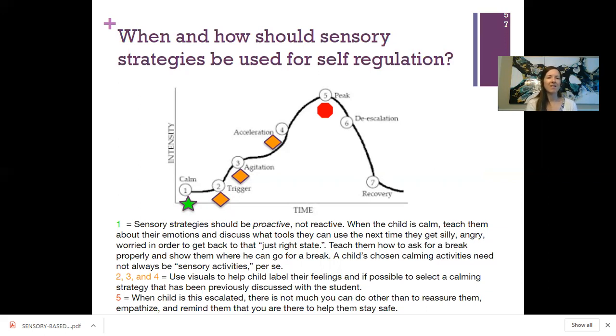Once they get to that agitation or acceleration phase, maybe you could use some visuals that you had taught the kiddo when they're calm earlier, like, oh, it looks like you're starting to get a little bit angry. But once they get to that peak, they're not in a position to learn anything. It's not the teachable moment. It's a time where you, as an adult, can't do too much, but you can be there with them, empathize with them, reassure them it's going to be okay, that you're going to help them, and remind them that you're there to help them stay safe.